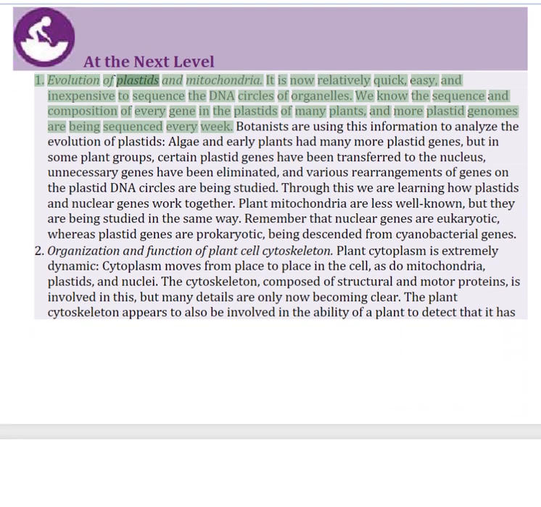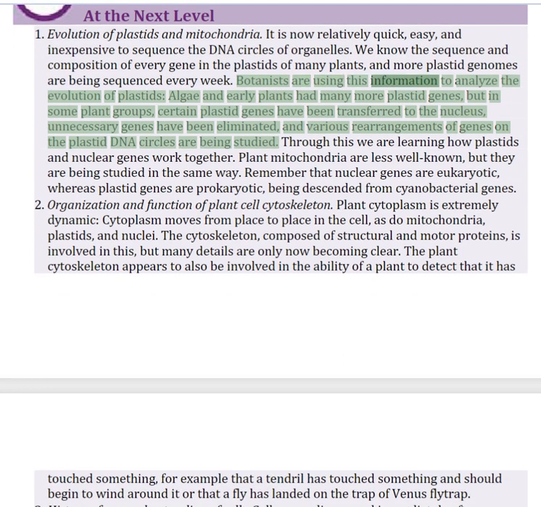At the next level. 1. Evolution of plastids and mitochondria. It is now relatively quick, easy, and inexpensive to sequence the DNA circles of organelles. We know the sequence and composition of every gene in the plastids of many plants, and more plastid genomes are being sequenced every week. Botanists are using this information to analyze the evolution of plastids.